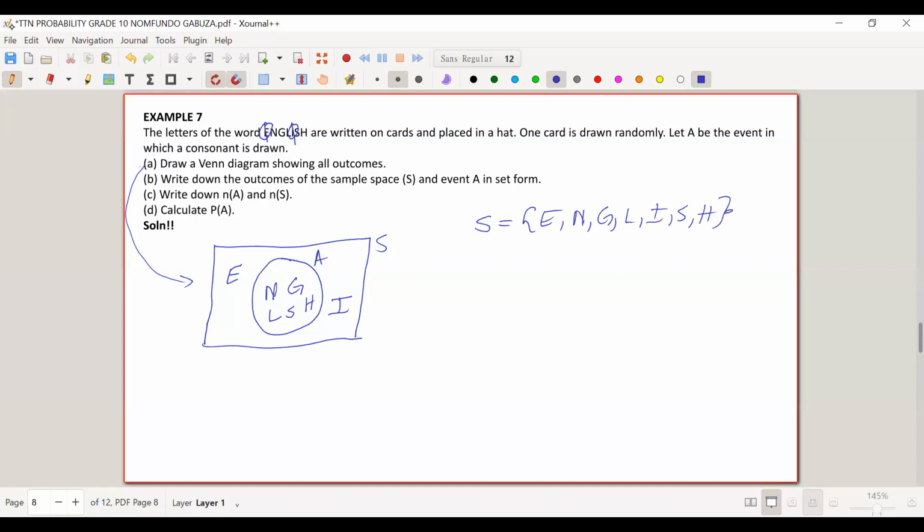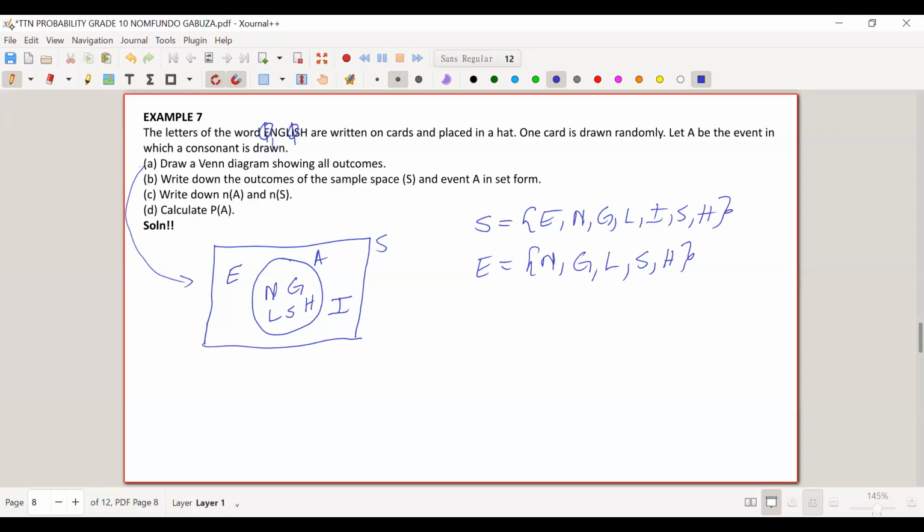The outcomes of the sample space and the outcomes of an event. So we are only looking for N, G, L, S, and H. We are only looking for this, right? So for B, we write down the outcomes. We already wrote them. Then for C, it says write down the size of A.